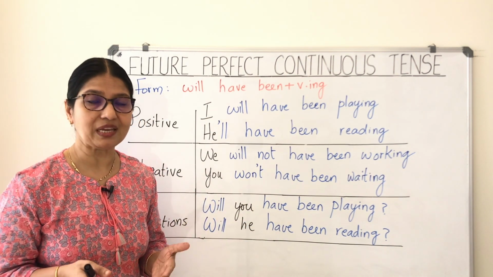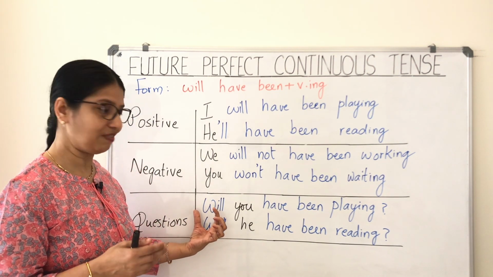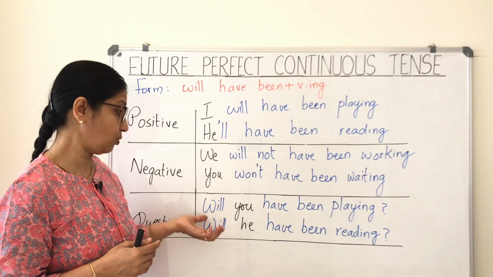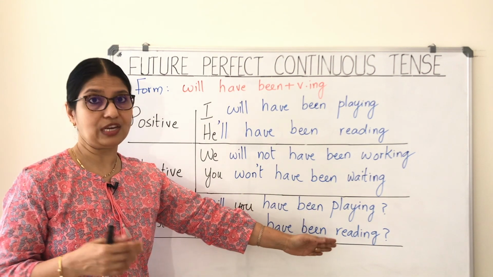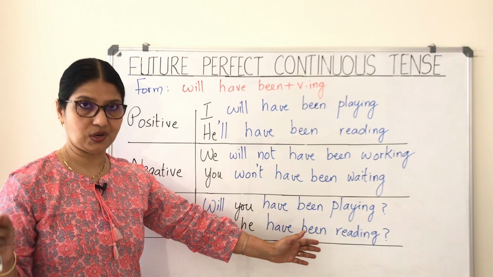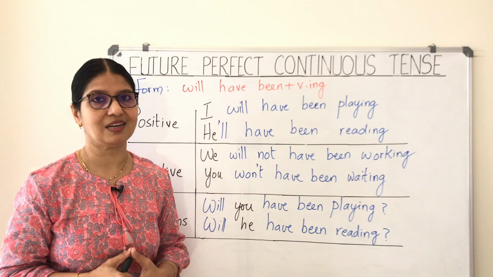And if you want to make a WH question, you can use a suitable WH word here in front of the yes or no question. So in this example, will he have been reading? And you can ask the question word how long. So you have how long will he have been reading?